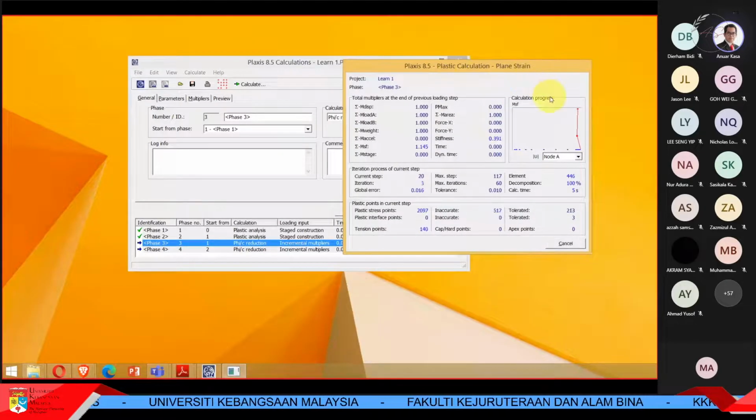Okay, it is running now. And you can see here, safety factor here, MSF here, it is 1.8. But since there are so many steps, it can go down or it can go up. So this is the safety factor.